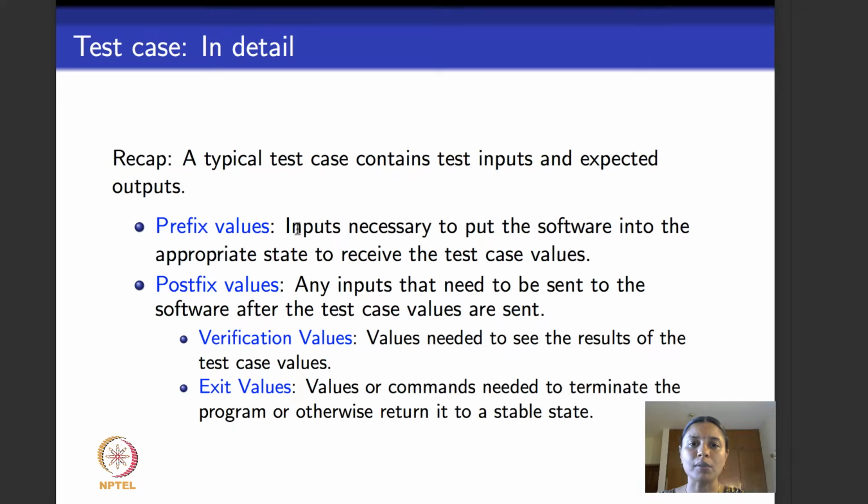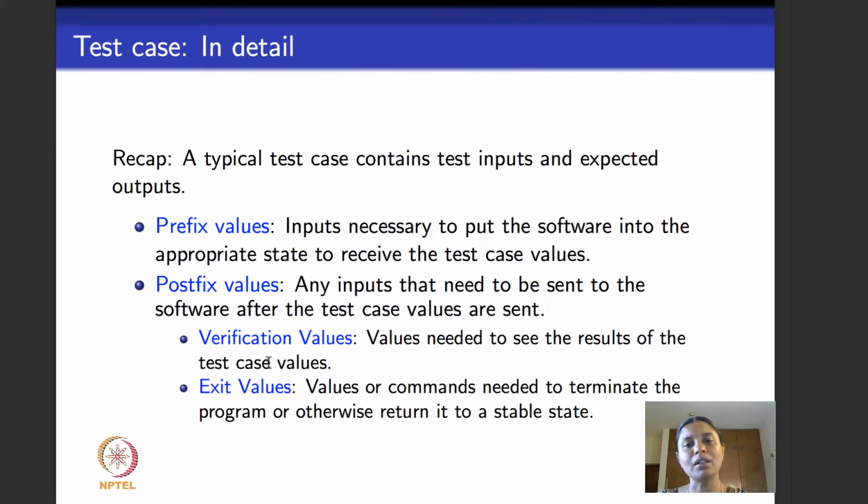So what are prefix values? They are basically inputs that are necessary to put the software or the software artifact into an appropriate state so as to be able to receive the actual test case for execution. And after the test case is executed, postfix values come into picture. What are postfix values? They are values that are necessary so that the results of execution are sent to the software as an observable value by an external user.